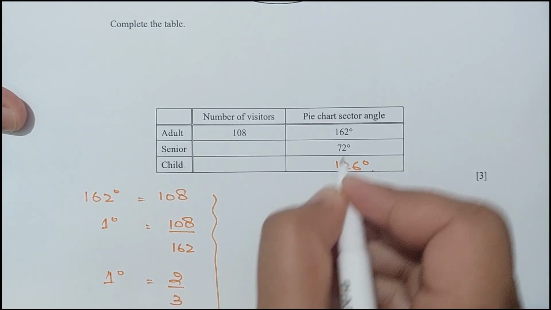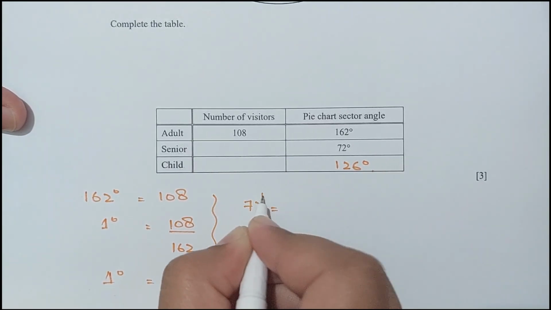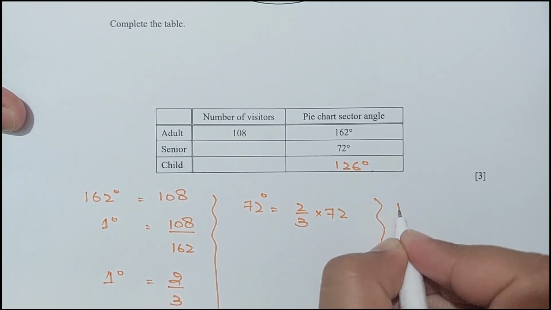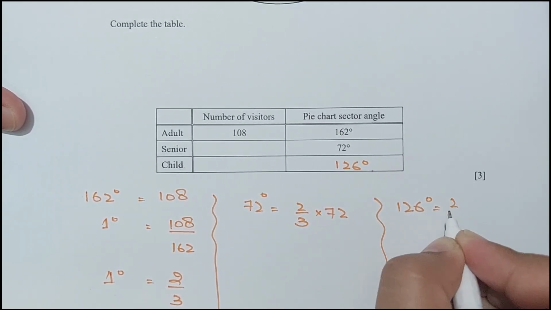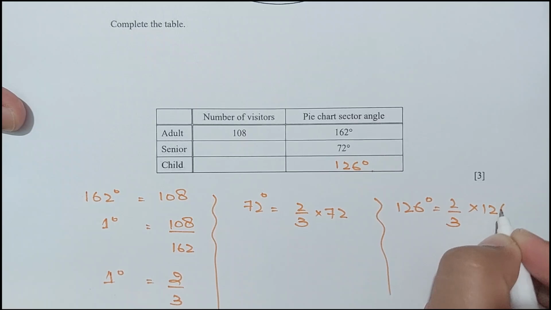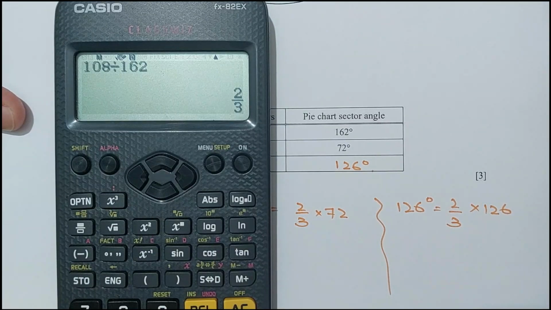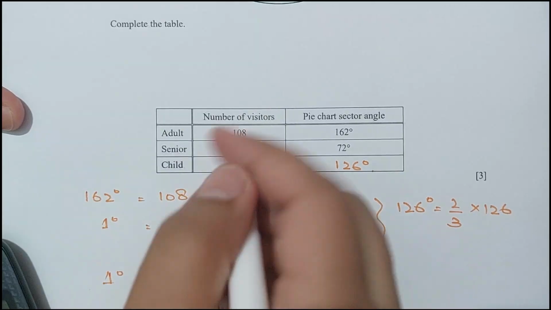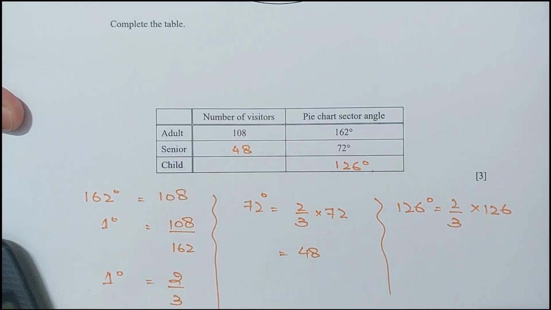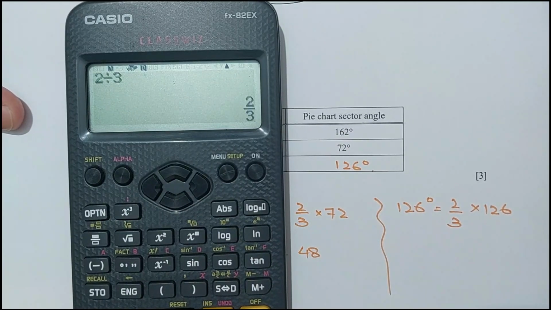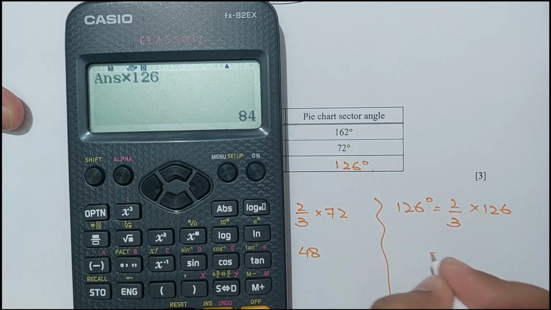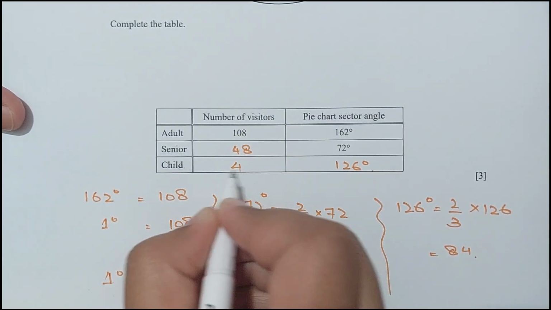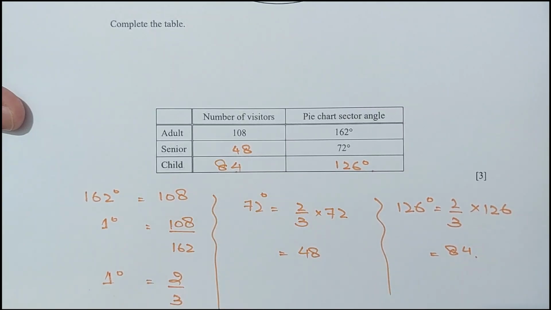Now let me solve for 72 degrees. 72 degrees represent 2 by 3 times 72, and 126 degrees represent 2 by 3 times 126. 2 by 3 times 72 is 48, so 48 are the senior members. And 2 by 3 of 126 is 84, so 84 are the child visitors.